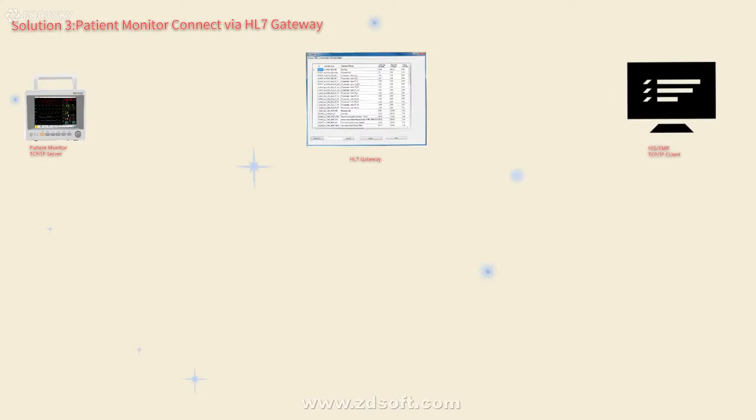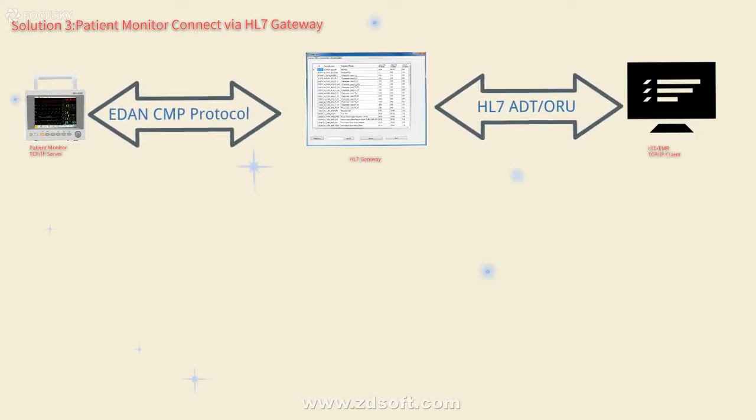Eden also has the ability to connect our patient monitors via an HL7 gateway. Using Eden's CMP protocol, the patient monitors can speak back and forth to the gateway and allow the HIS and gateway to connect to each other via HL7 format.